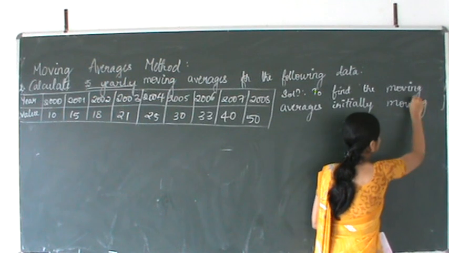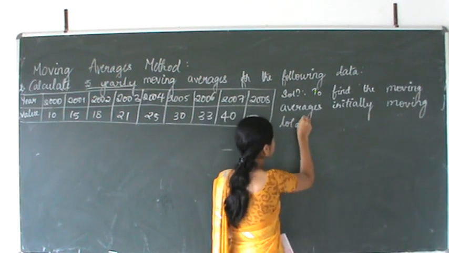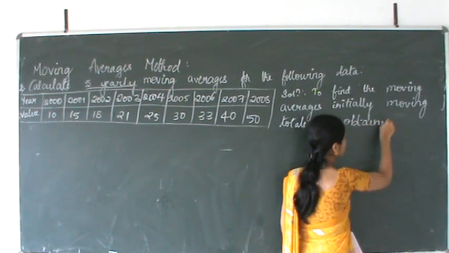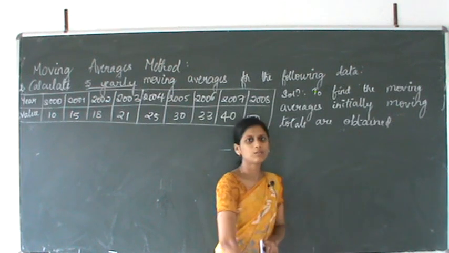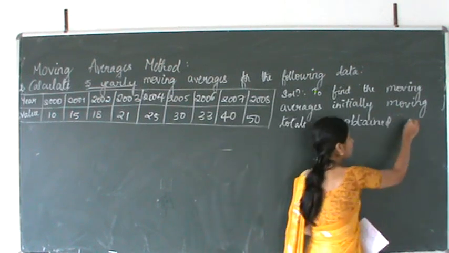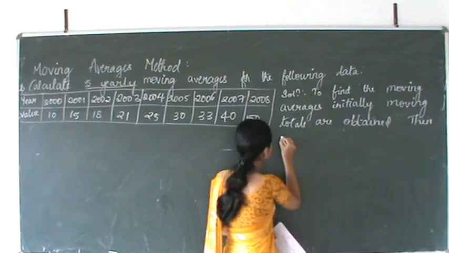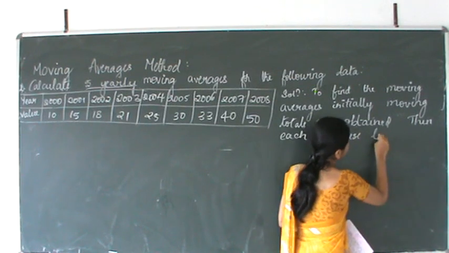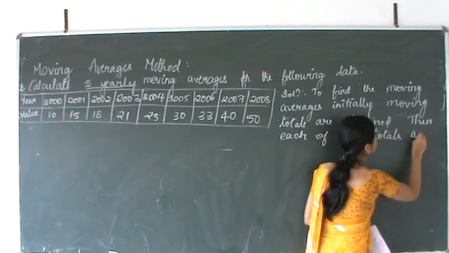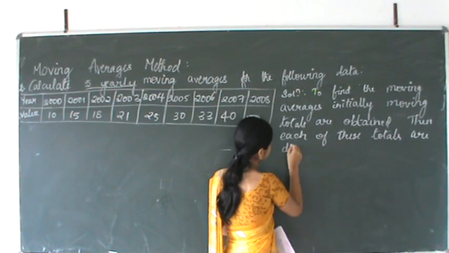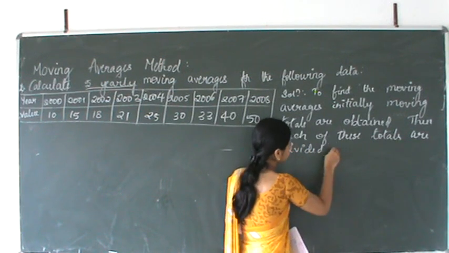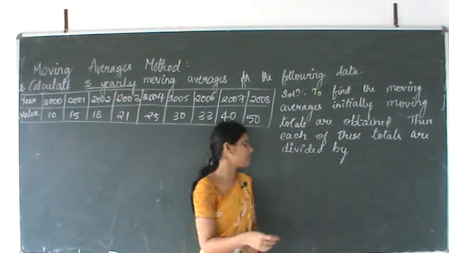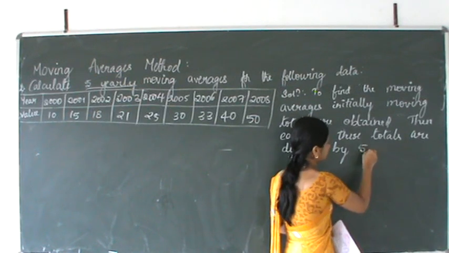Moving totals are obtained. What you are going to do is first calculate the moving totals. Then each of these totals are divided by how many years? 5 years. So each of these totals will be divided by 5.